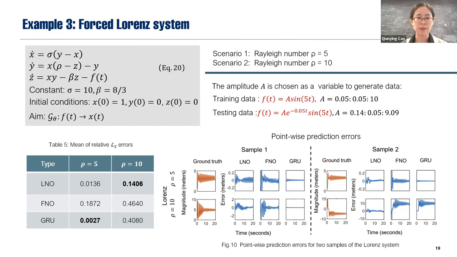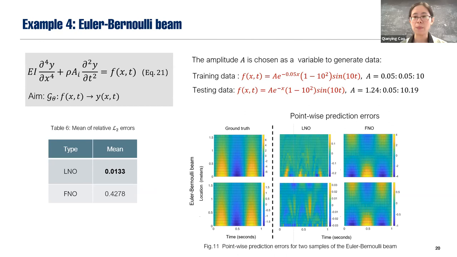For investigating the ability of LNO in learning PDEs, example 4 chooses an Euler-Bernoulli beam, which is written as equation 21.